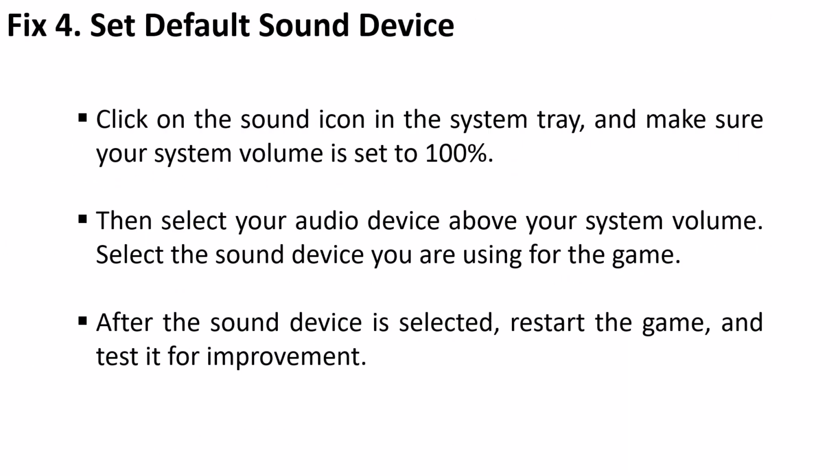Fix 4. Set default sound device. Click on the sound icon in the system tray and make sure your system volume is set to 100%. Then select your audio device above your system volume. Select the sound device you are using for the game. After the sound device is selected, restart the game and then check if your problem is fixed or not.